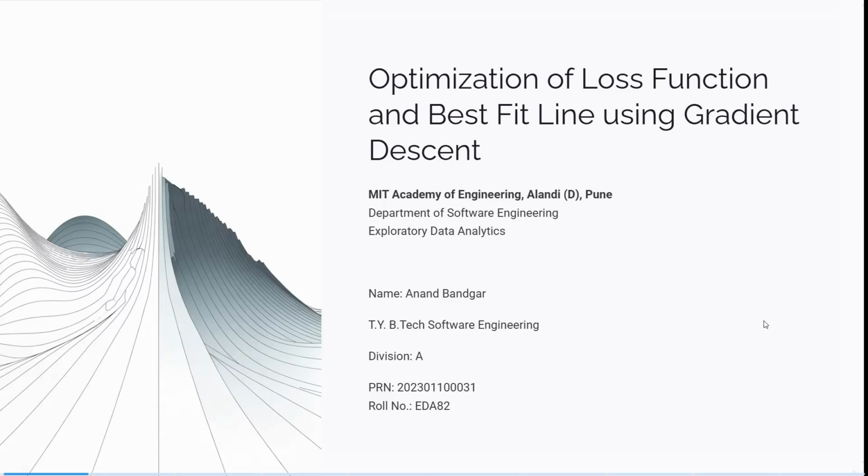Engineering, RNG. Today I'll walk you through one of the most fundamental concepts in machine learning, that is how we find the best fit line in linear regression by optimizing the loss function using gradient descent. This is a core technique in exploratory data analytics and the foundation of modern AI. So let's dive in.